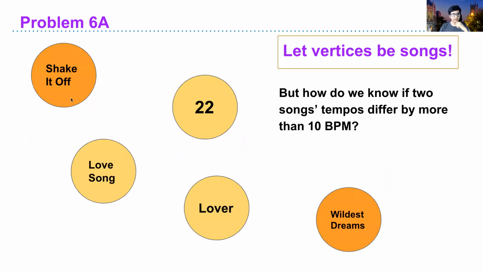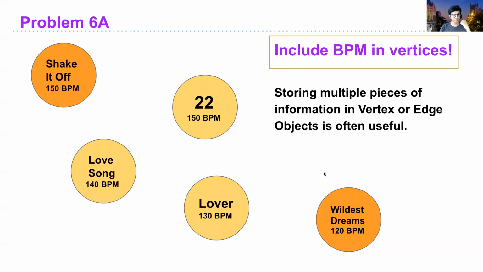So what we can do initially is set the vertices to be the songs, right? So if we have, say, 5 songs, we make 5 nodes and put the song name in each one of these nodes. And now we need to find out the fastest way to get from Shake It Off to Wildest Dreams. So there's one problem, right? How do we know if 2 songs' tempos differ by more than 10 BPM? We don't know anything about the BPM of the songs yet. So what we're going to do is store more information in these nodes, which is we're going to store the BPM of each song. So you can see that this one's 150, Wireless Dreams 120.